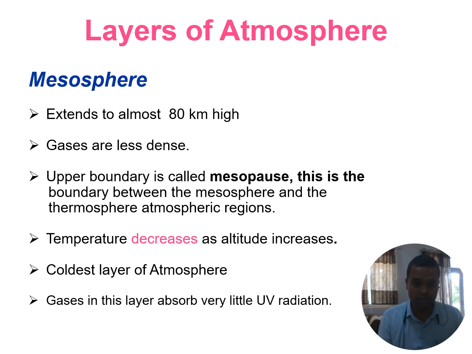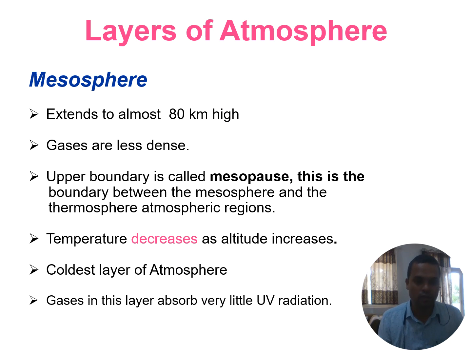Gases are even less dense. So basically, you know that the heavier gases always stay near the Earth's surface, and when you go above the Earth's surface, the less dense gases are present over there. And then the upper boundary is called the mesopause, and this is the boundary between the mesosphere and the thermosphere atmospheric region.